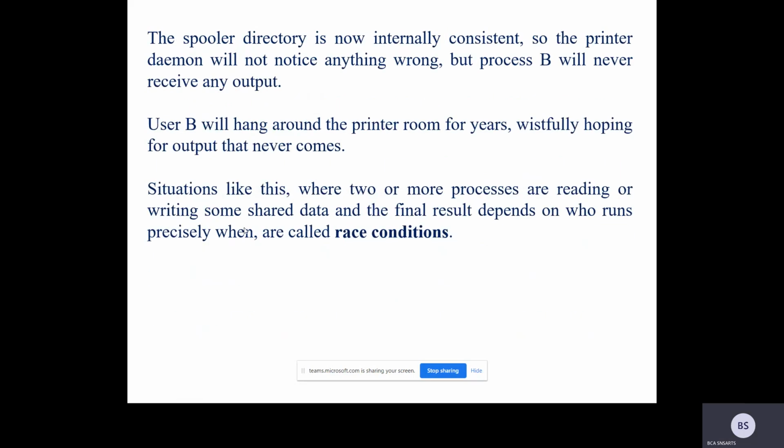This condition is called a race condition. So B will never receive any output. It will wait for the output which will never come. So B will hang around the print room for years. The output will never come, because the file of B has been overwritten by A. The slot is used by process A. So a situation like this, where two or more processes are reading or writing the same shared data and the final result depends on who runs precisely when, is called a race condition. This situation is called a race condition.